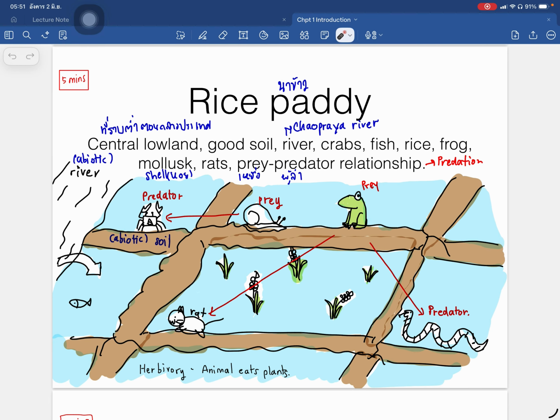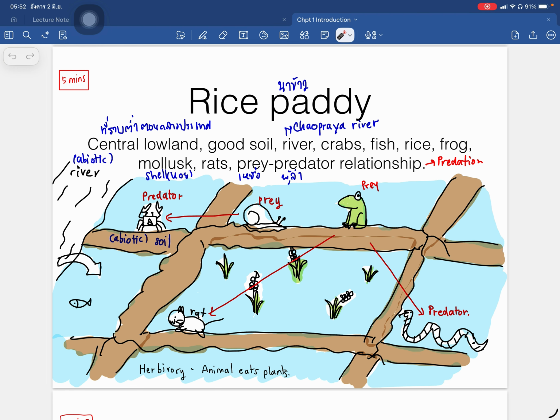Good morning, everyone. Today we will talk about the ecosystems, starting with the rice paddy. The rice paddy here occurs at the center of the country. Okay, it is flat land, and this land contains good soil, very fertile soil. We have a river, just like the Chao Phraya River, which takes the water from the river into the farmland.